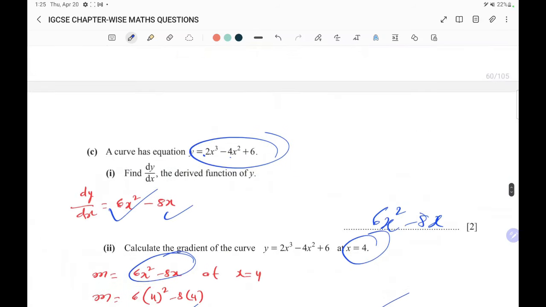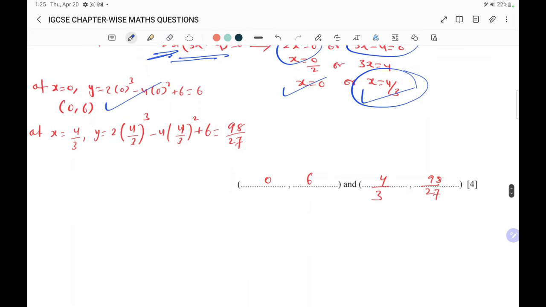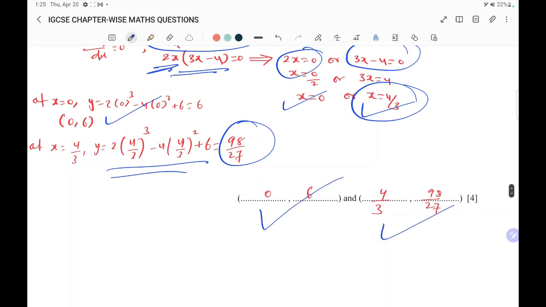Put x equals 4 over 3 here. 2 times 4 over 3 whole cube minus 4 times 4 over 3 whole square plus 6. Which I have shown here, which is 98 over 27. So 0, 6 and 4 by 3, 98 over 27. This is the two stationary points.